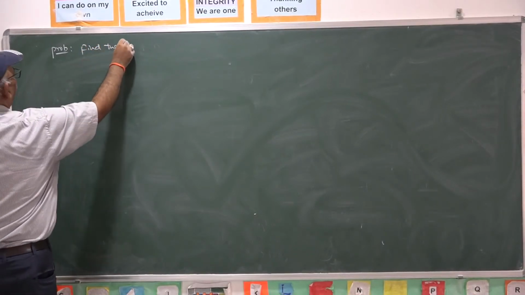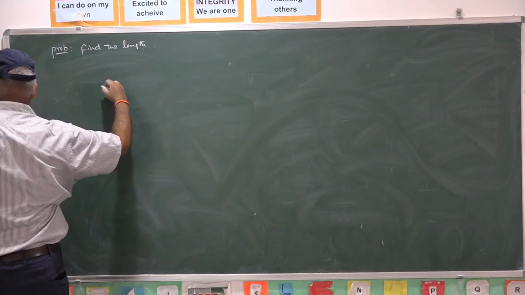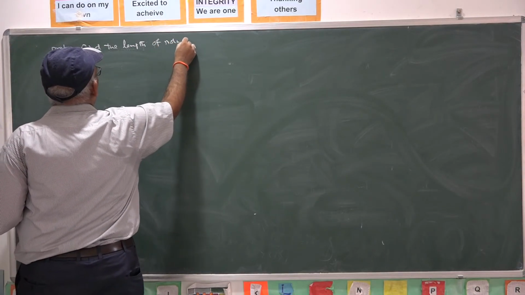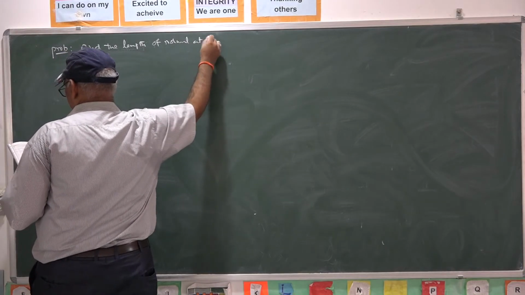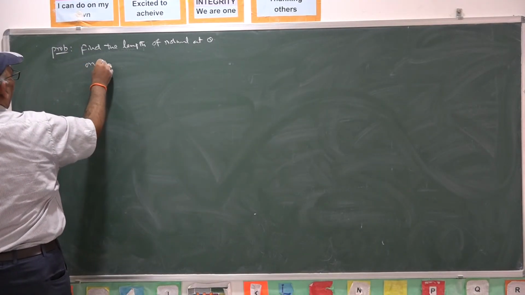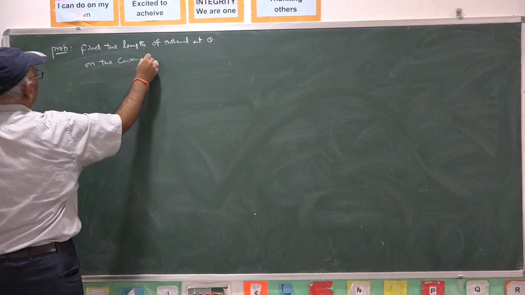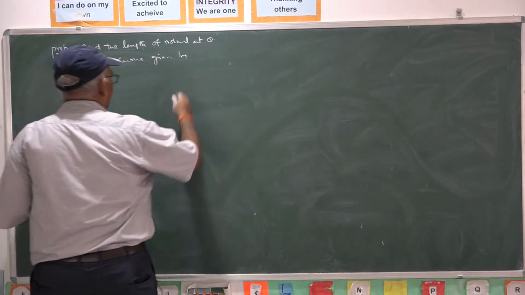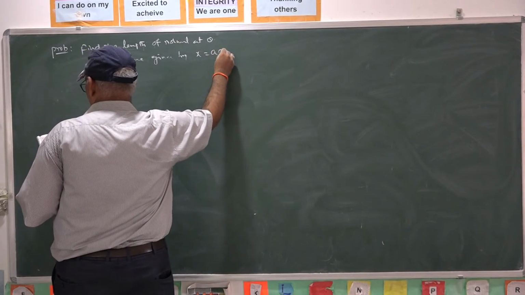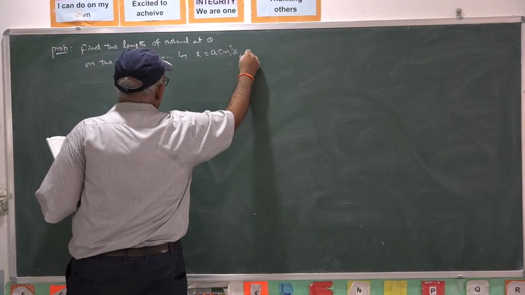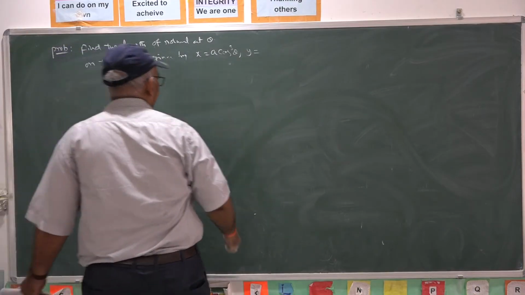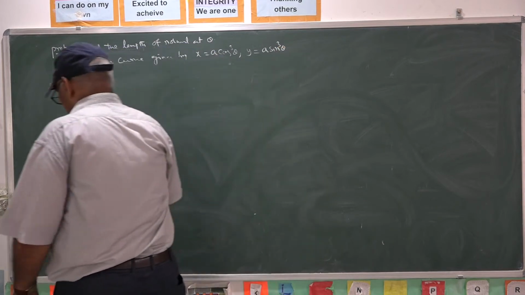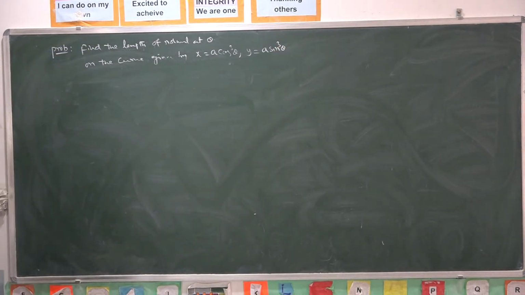Next problem. Find the length of the normal, only the normal. Find the length of the normal at theta, a general point, on the curve given by x equals a cos cube theta, y equals a sin cube theta. Find the length of the normal at theta.